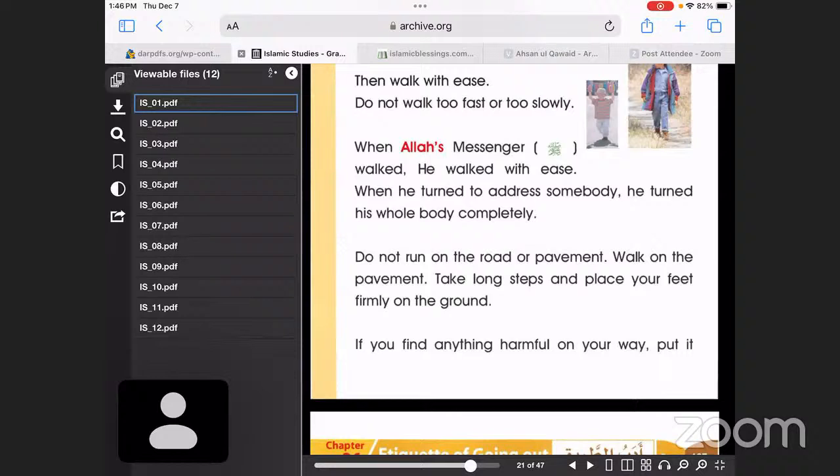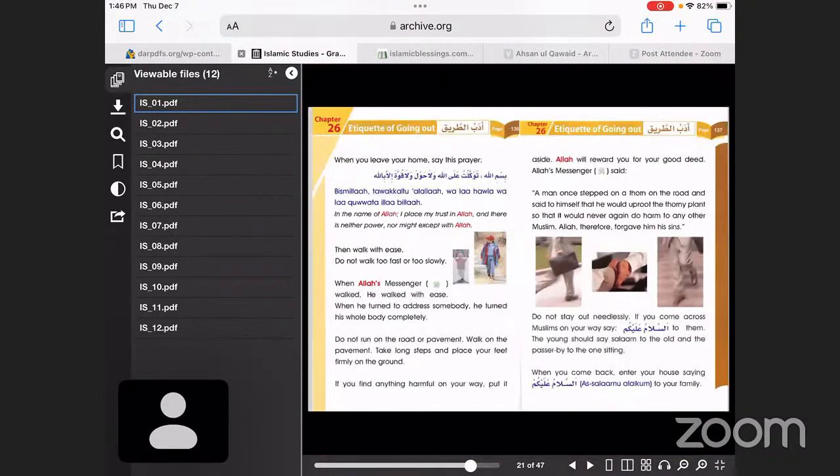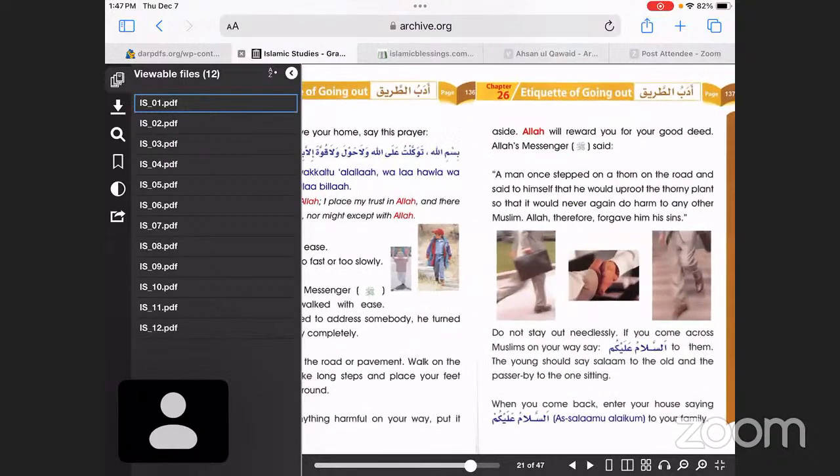If you find anything harmful on the way, put it aside. Allah will reward you for your good deed. The Messenger Prophet ﷺ said, a man stepped on a thorn on the road and said to himself that he would uproot the thorny plant so that it would never again do harm to any other Muslim. Allah therefore forgave him his sins.